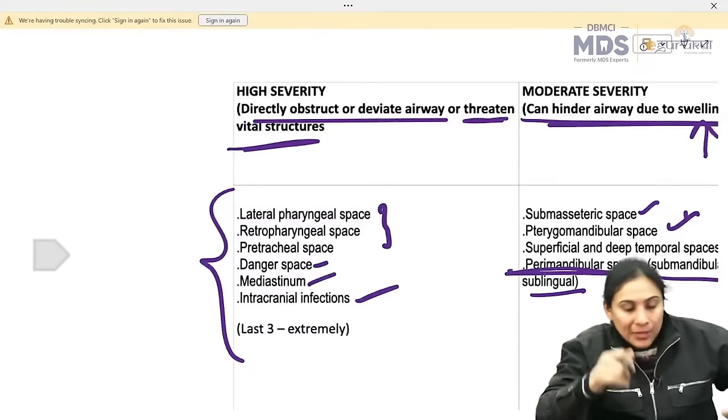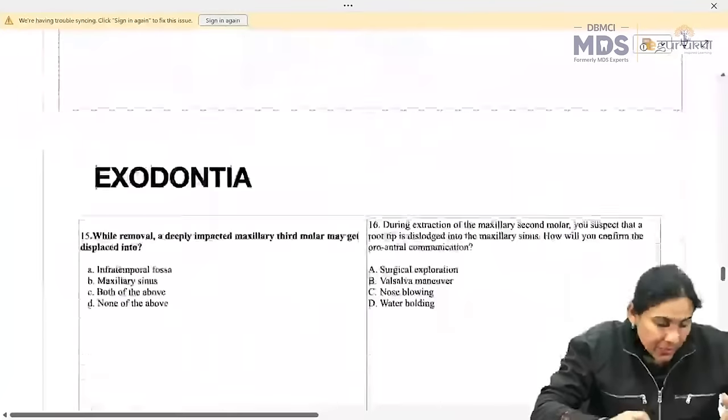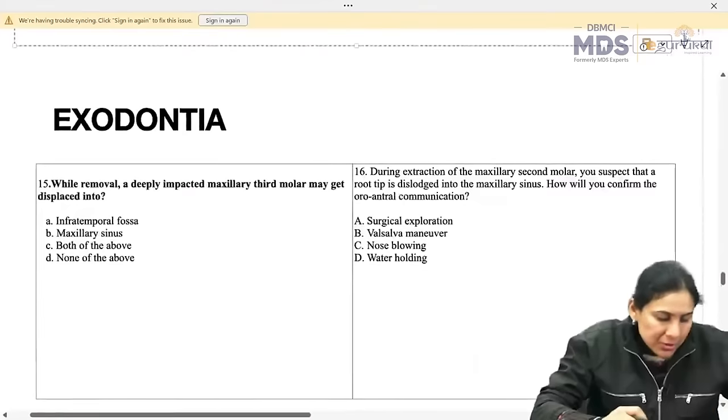All right. Yes, Jyoti, you're absolutely correct. The answer is C, buccal space. Coming to simple extractions.